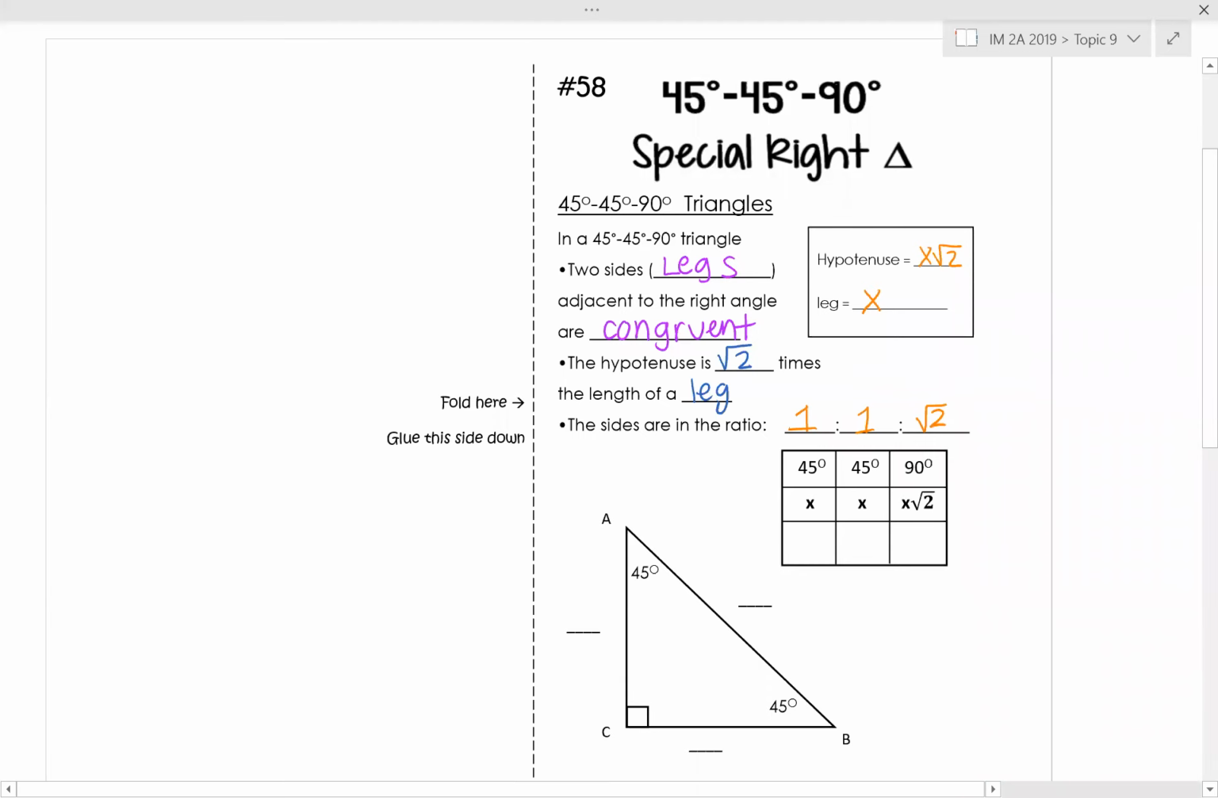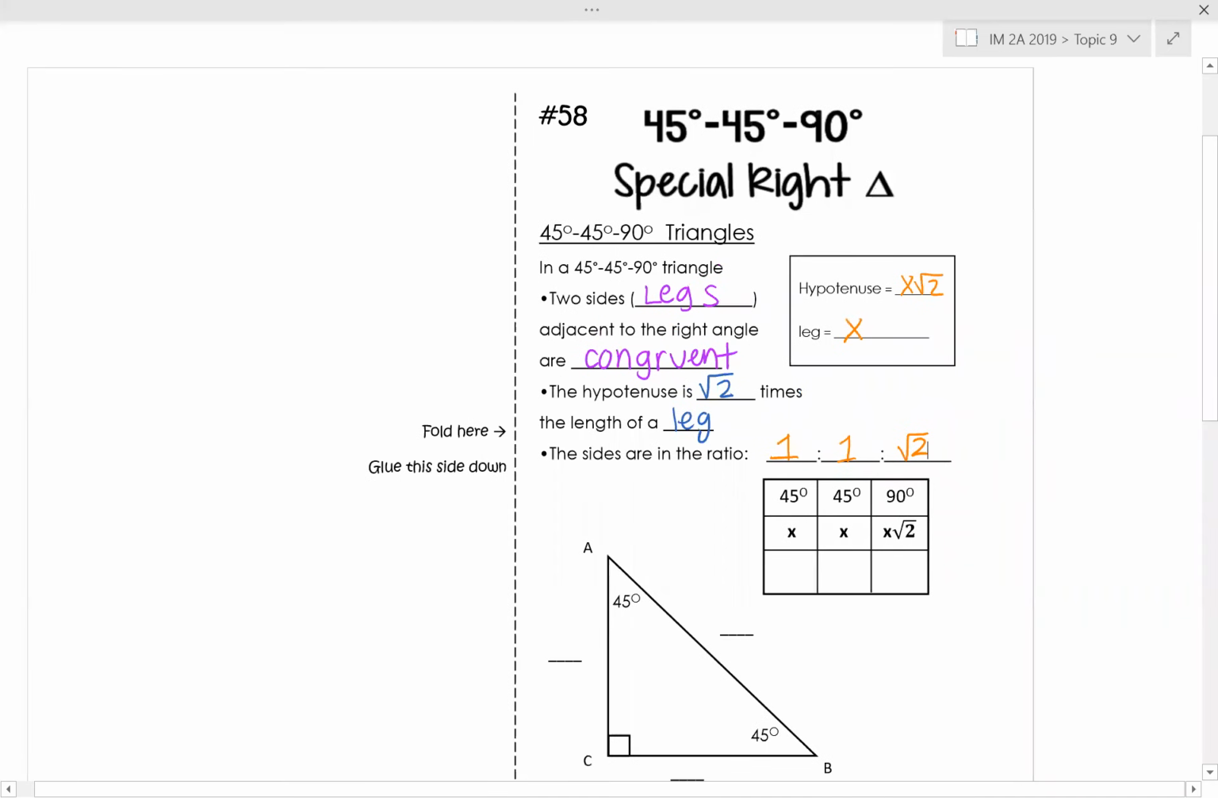In this video, we're going to look at page 58, which is 45, 45, 90 special right triangles. So 45, 45, 90 degree triangles are triangles who have those angles as their measure. So they're a right triangle, and then the other two angles are both 45. On this type of triangle, two of the sides adjacent to the right angle are congruent.